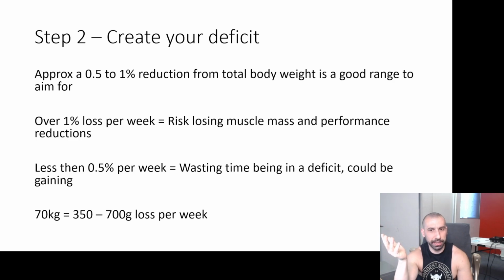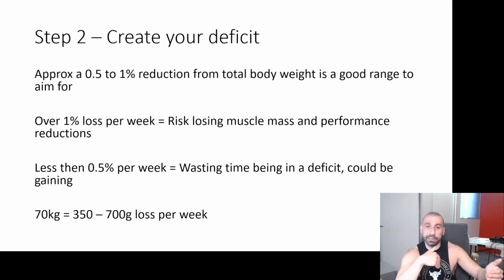Now, how do we create our deficit? A general rule of thumb of how much weight you should aim to lose per week is around 0.5 to 1% of your total body weight per week, okay? If you're losing over 1% of your body weight per week, this might be a little bit too fast and you may risk losing muscle mass or seeing reductions in your performance in the weights room. If you're losing less than 0.5% per week, then your cut's probably a little bit too slow and you're wasting time. We don't want to have this deficit. We want to get in and out of this deficit, okay? We don't want to let it drag on because that's time wasted, which we can be gaining. So you don't want it too slow because then you're just wasting time.